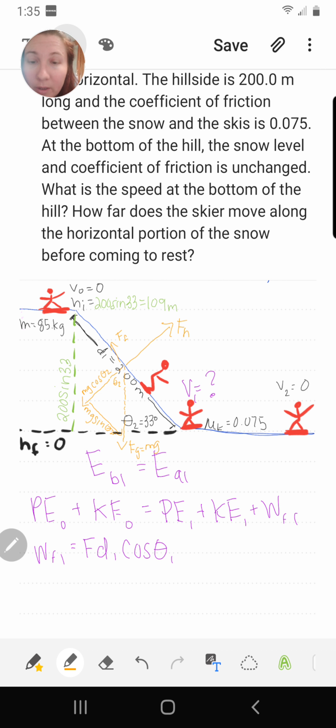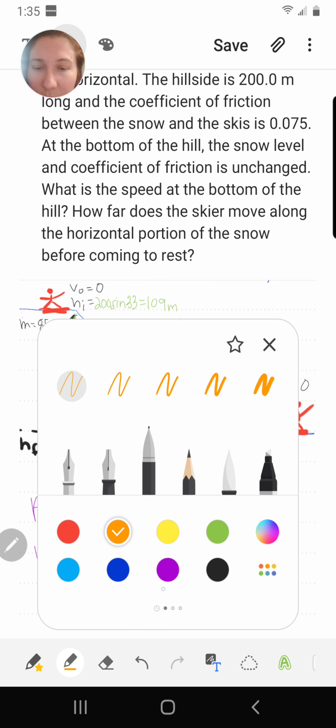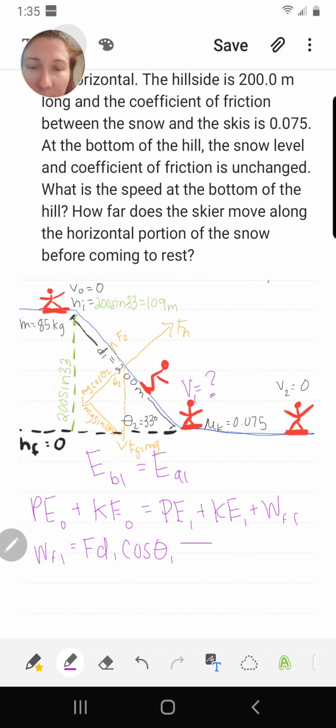Okay. Well, now that we know the forces, I need to explain the cosine of theta 1. Well, theta 1 is 180 degrees. That is because the force of friction is parallel to the direction of motion, but opposite to it, and when that happens, it's 180 degrees. We don't use this 33 degrees, at least not yet. So let's change back to my original color.